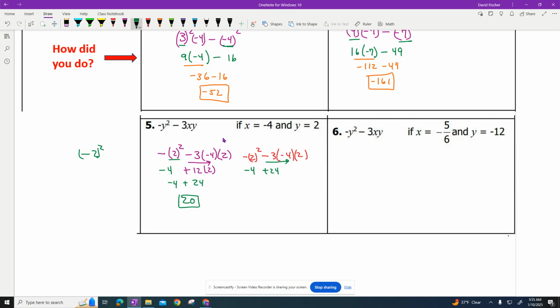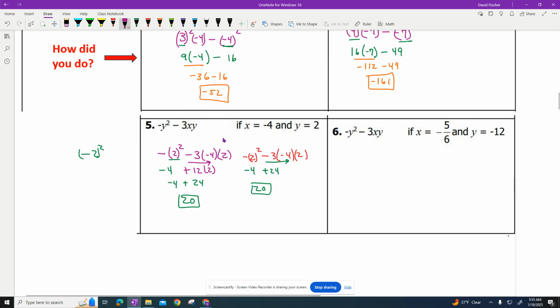If you're not real comfortable, then just do it step by step like this. Okay? And look, I'm at that same step there, but I cut out one whole step. And negative 4 plus 24 is positive 20, just like we had over there.